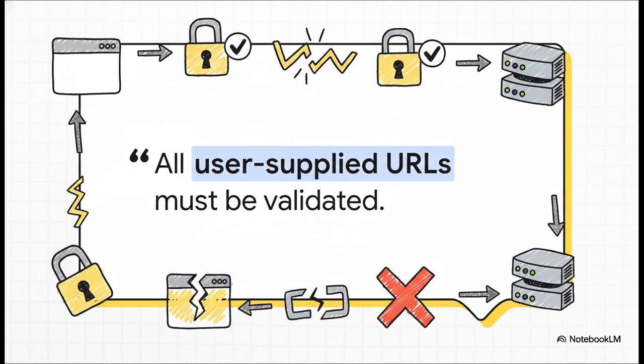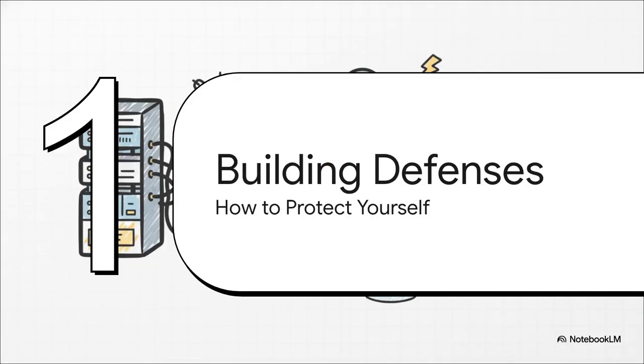Oof. The lesson from this whole incident couldn't be clearer, and it's a big one. You absolutely cannot, under any circumstances, blindly trust a URL that a user gives you. Every single one has to be validated. No exceptions. Okay, so we've seen how bad this can get. The question now is, how do we defend against it? How do we make sure our server is the good receptionist with the rulebook, not the one that gets tricked?